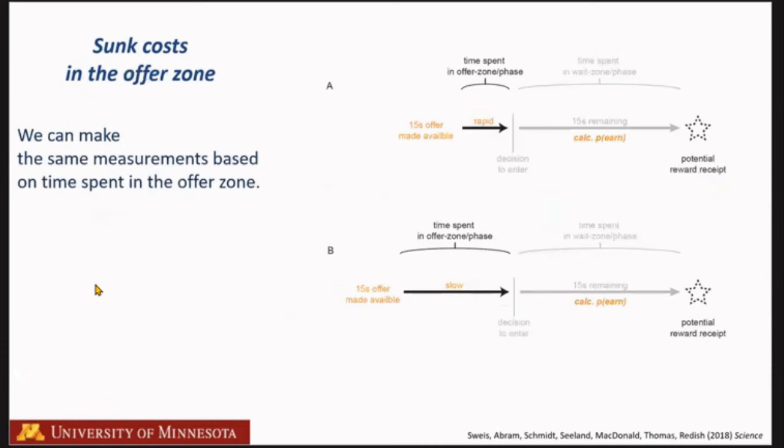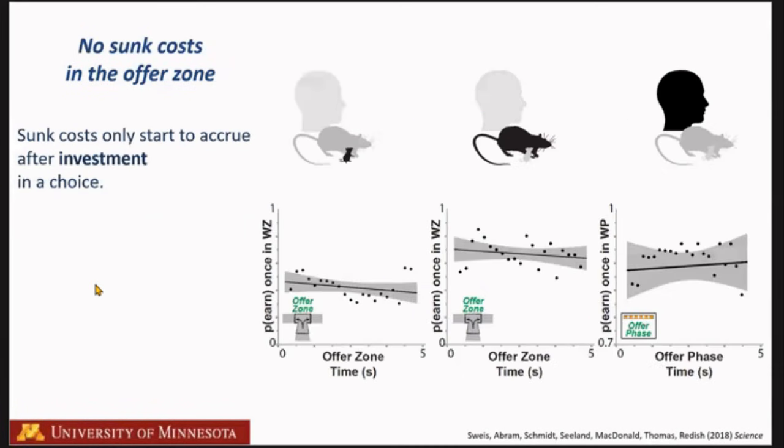Now, the cool thing about this is we can do exactly the same analysis about the time spent in the offer zone. Do they spend very little time in the offer zone, or do they spend a lot of time in the offer zone? Are they sensitive to sunk costs that they spent in the offer zone? And the answer is not at all.